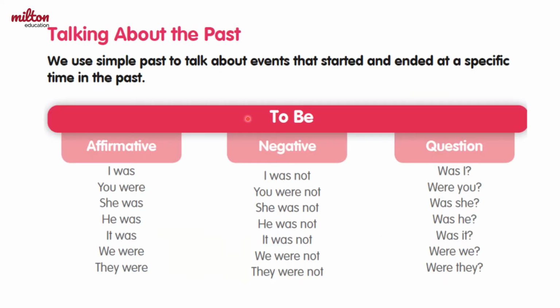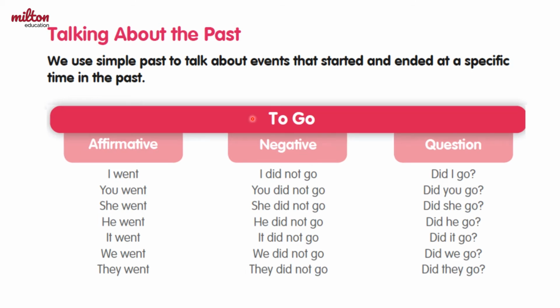It doesn't matter what the subject is, it is always had. When we're using the verb to be in the past simple tense, remember that you do need to look at the subject. Depending on the subject, it will be either was or were, okay, for the affirmative. And remember that in the negative form, you're going to add the word not behind was or were.